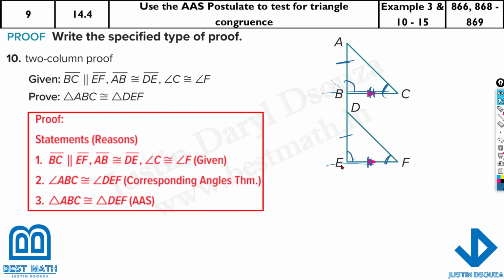See, BC and EF, that's the given. And over here we know AB and DE are congruent, given. C and F are congruent. So therefore, we can easily tell ABC and DEF are equal to each other because of corresponding angles. Therefore, both triangles are congruent to each other. That is the AAS postulate.